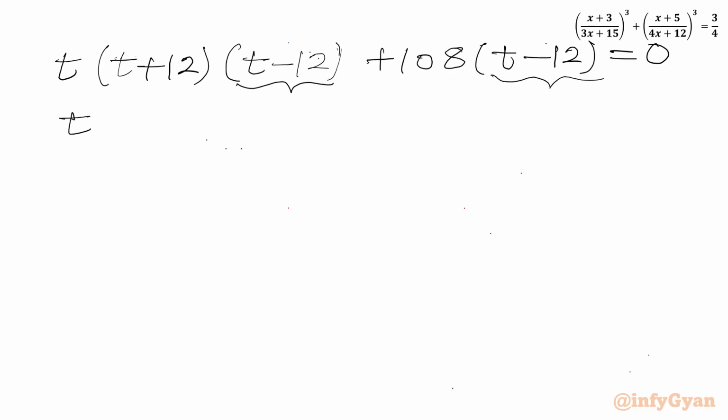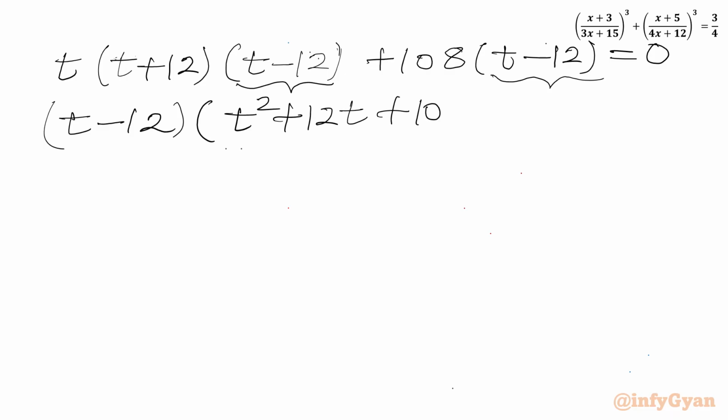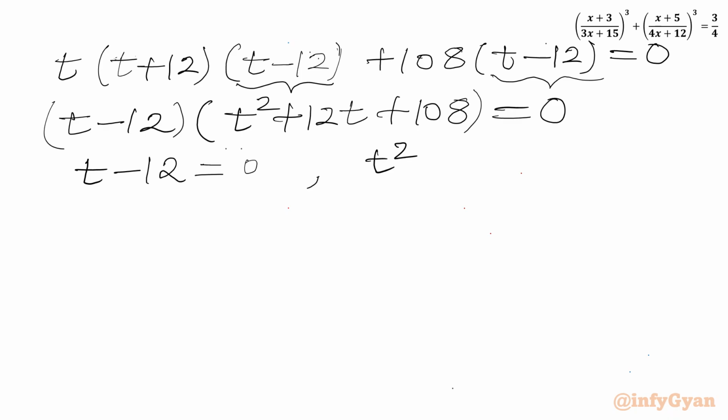Now we can take t minus 12 common out. So we will write t minus 12 times, in other bracket we'll write t times t plus 12, which is t square plus 12t plus 108 equal to 0. From product 0 rule we can write either t minus 12 will be equal to 0 or t square plus 12t plus 108 equal to 0. So from first equation we can easily find out t equal to 12.